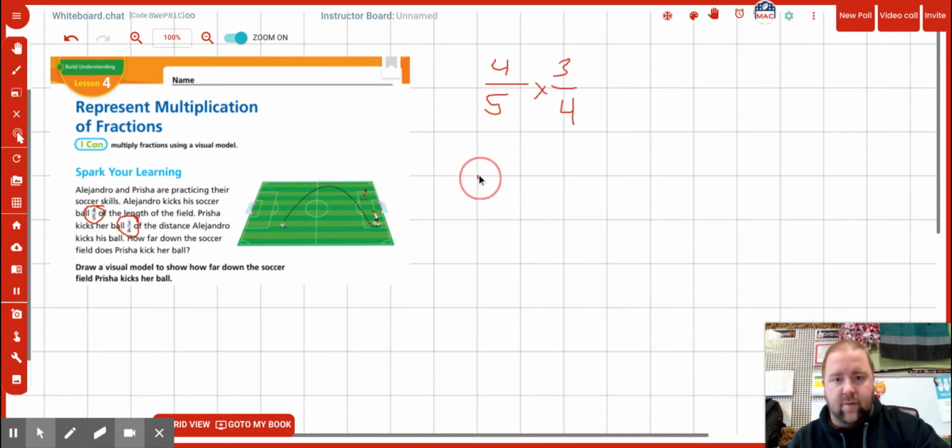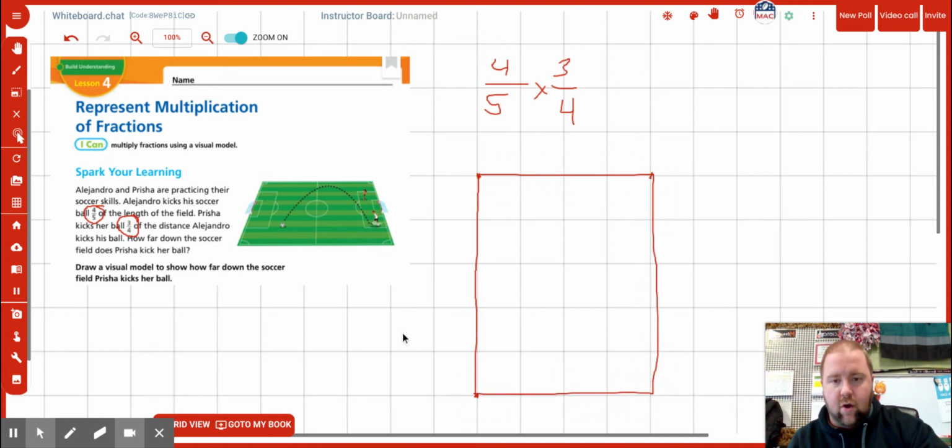Okay, so what I'm going to do is draw an area model for this. So 4/5 means we have 5 of them. So that's 1, 2, 3, 4, 5 is here. So this would be my fifths. Okay, on the top part we have fourths. So 1, 2, 3, 4. So right here. So I'm going to use my area model to show 4/5 times 3/4.